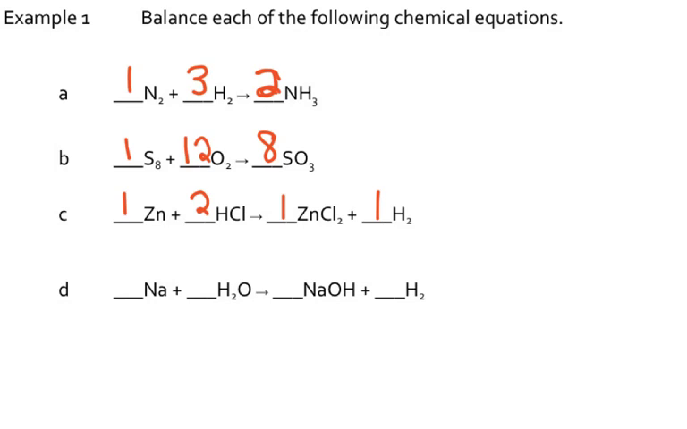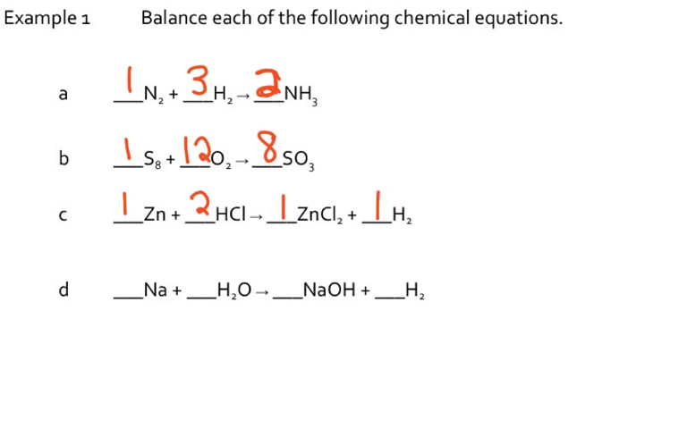Another more complicated equation in D. Looking at the elements by themselves, we have sodium on the left, hydrogen on the right, so we'll leave those ones till the end. We also have H2O and NaOH. Both of those compounds have 3 atoms in them, but I'm going to consider that NaOH is actually more complicated because it's 3 different atoms instead of H2O, which is 2 different atoms.